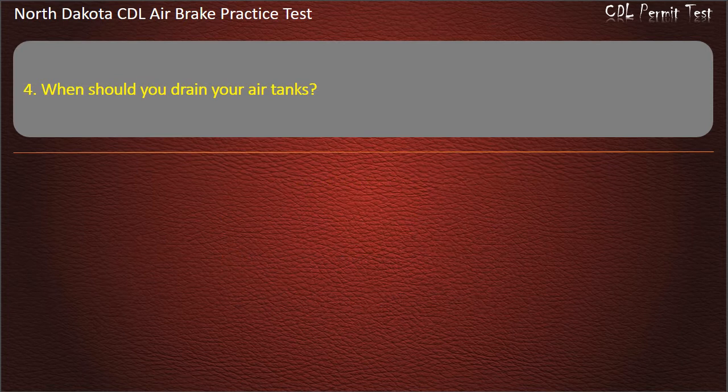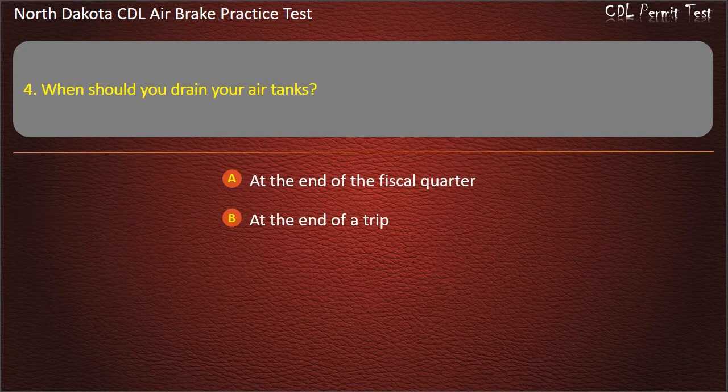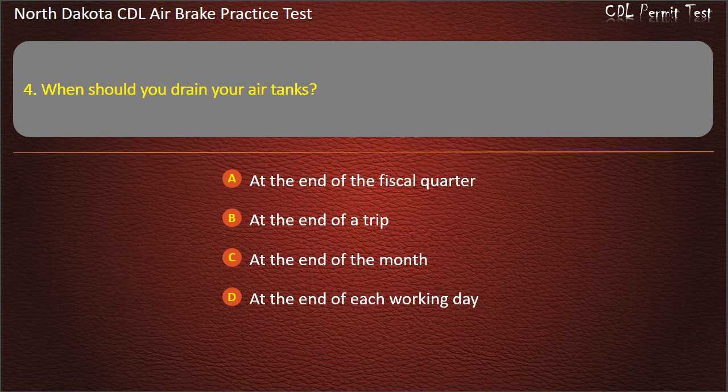Question 4. When should you drain your air tanks? At the end of the fiscal quarter. At the end of a trip. At the end of the month. At the end of each working day. Answer. At the end of each working day.